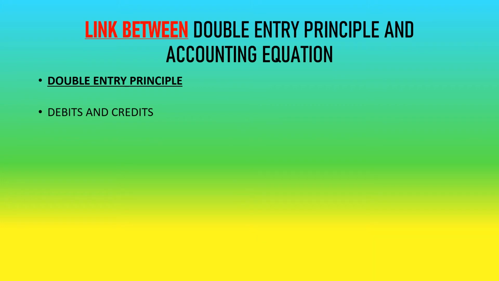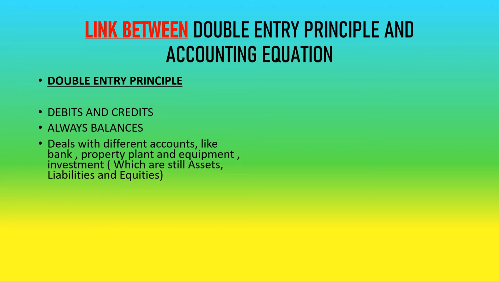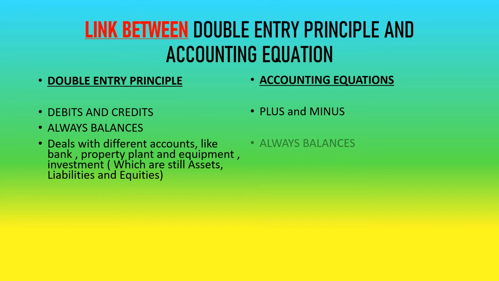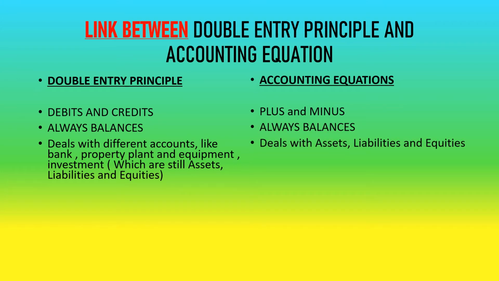A double entry principle, you think of it in terms of debits and credits. It always balances and it deals with different accounts like bank, property, plant and equipment, investment, and there's still assets, liabilities and equities. You just think of them in terms of the account. When you're doing an accounting equation question, you always think about it in terms of plus and minus. It will also always balance, and you think about it in terms of assets, liabilities, and equities.